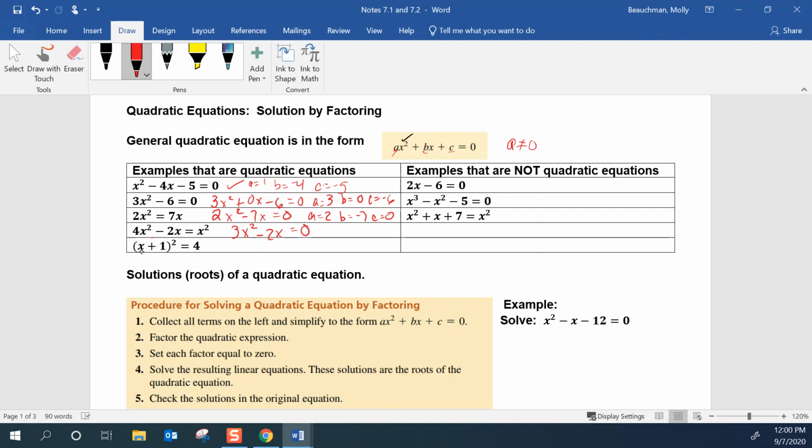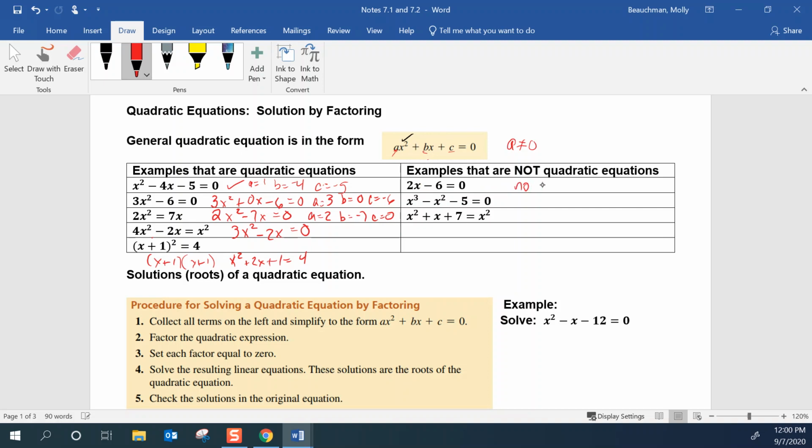And the last, x plus 1 squared is equal to 4. If we were to multiply that out, we would take x plus 1 times x plus 1, which is x squared plus 2x plus 1 equal to 4. We can subtract the 4 from each side, and we end up with a quadratic as long as it's in this form. Examples that are not quadratics, 2x minus 6 equals 0 is linear.